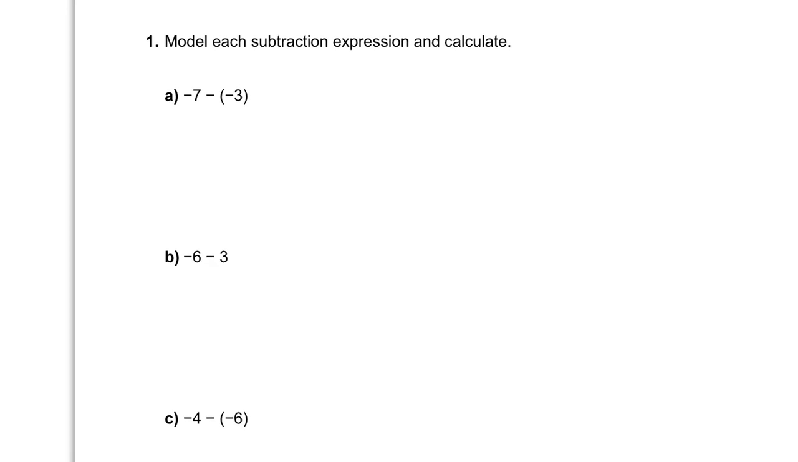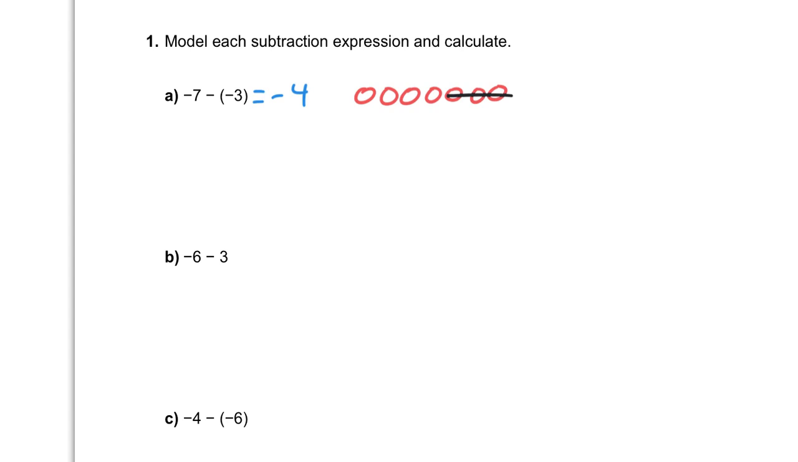It says, model each subtraction expression and calculate. So we can choose counters or we can choose number lines. For the first one, I think we'll choose counters. So we start with 7 negative counters, and we're asked to take away 3 of those negative counters. So we'll take those 3 away. How many do we end up with? We've got 4 negative counters, so that's -4.